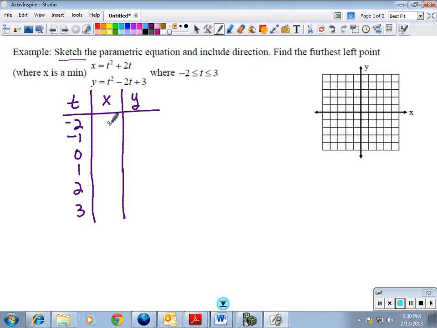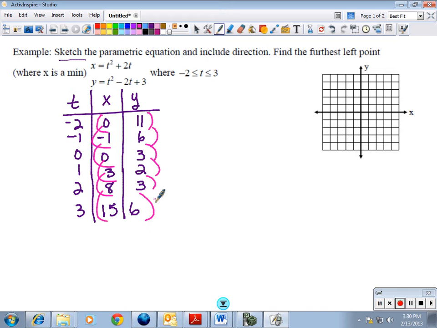If I plug these values in, I'm going to get 0, 11, negative 1, 6, 0, 3, 3, 2, 8, 3, 15, and 6. And if you feel like you need to see that, just negative 2 squared plus 2 times negative 2, and you get 0. Negative 2 squared minus 2 times negative 2 plus 3, and you get 11, etc. I can't graph all of these because they are off my graph. What am I plotting? I'm plotting these values.